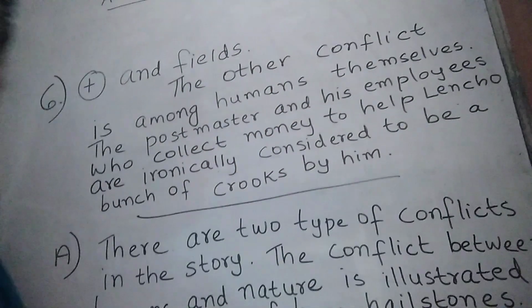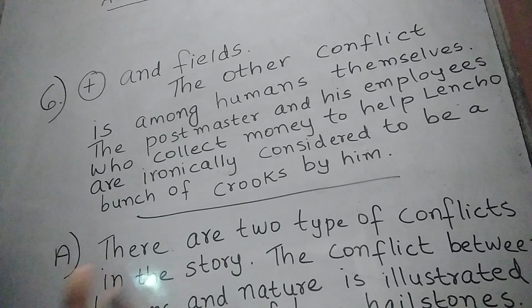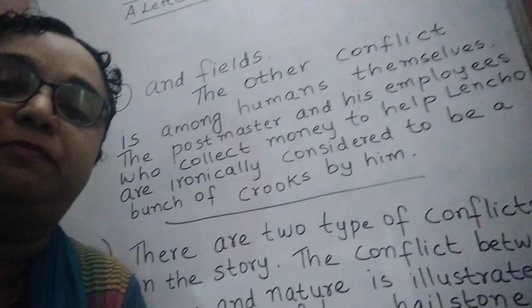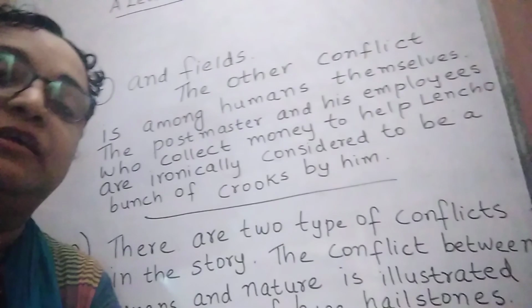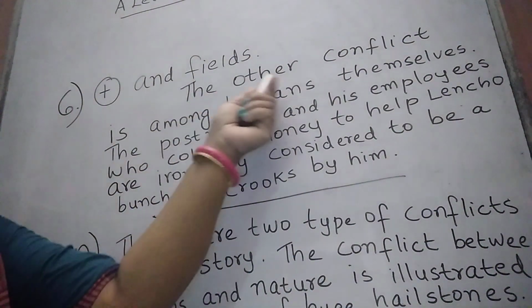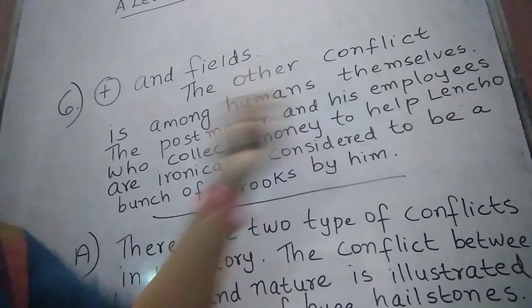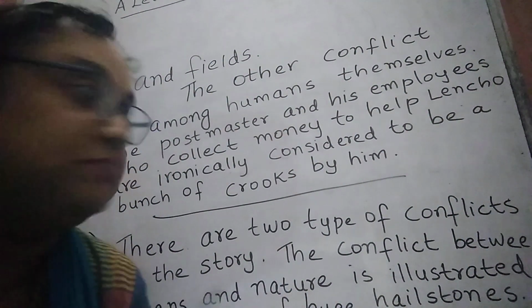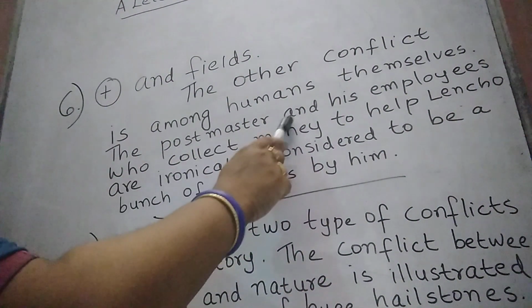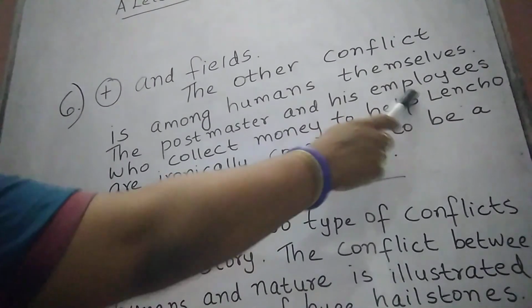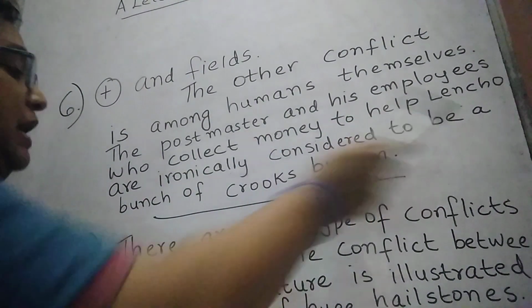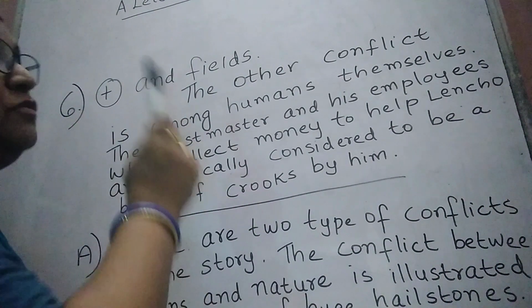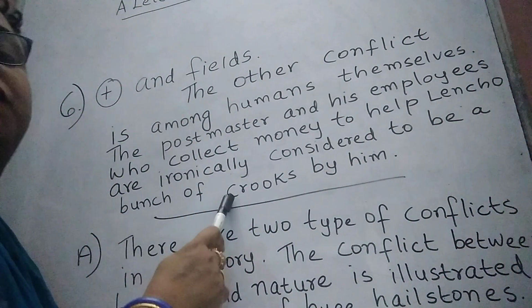Okay, the answer finished. So I'll explain the remaining answer. So first conflict I explained. I hope it's clear to you. Now I'll explain the second conflict. The other conflict is among humans themselves. So what is the second conflict? It is among human beings themselves. What is that? The postmaster and his employees who collect money to help Lenjo are ironically considered to be a bunch of crooks by him. So this is the second conflict, the conflict between humans.